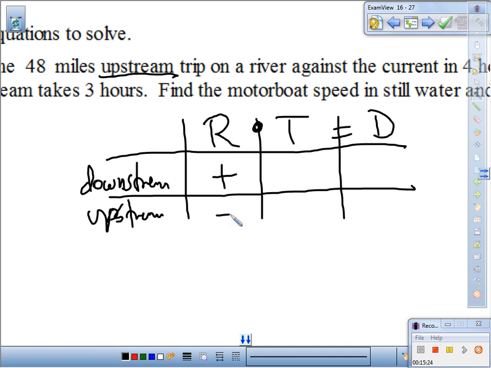Upstream is my minus. You're saying downstream? Yeah, if you're going downhill and you're running, what's it doing? Going faster. So that means the boat is being increased by the water speed. Yeah, that's fine as long as you don't mix it up. This one will be what? B minus W. So upstream was 4 hours, downstream 3 hours, and the distance is the same for both.